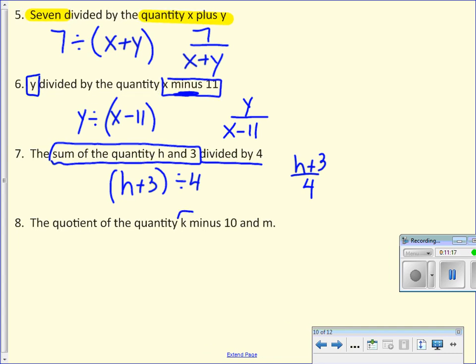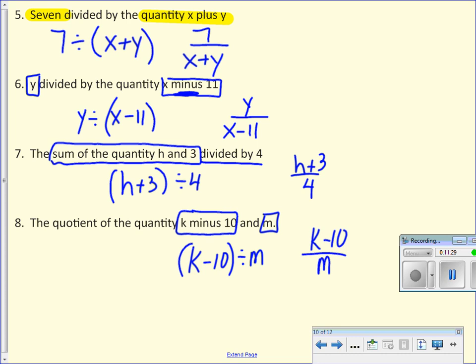So I have k minus 10 and m. So k minus 10 divided by m. K minus 10 divided by m. Any questions on those?